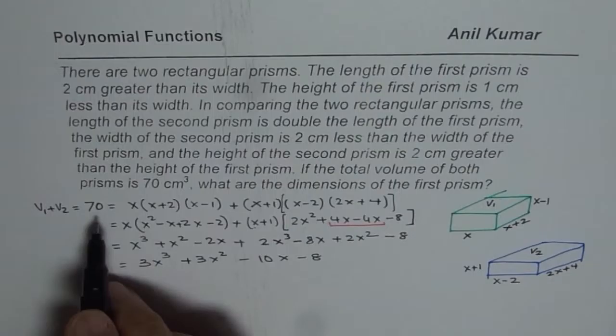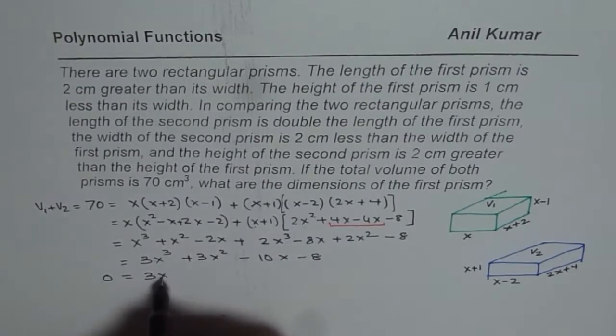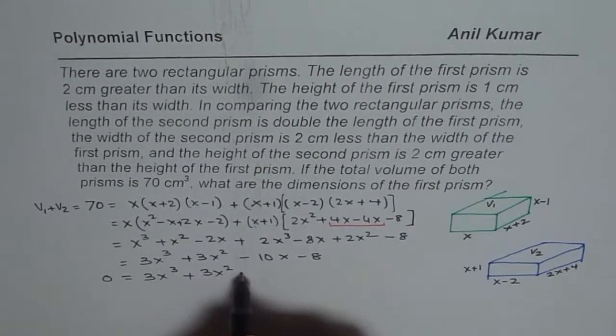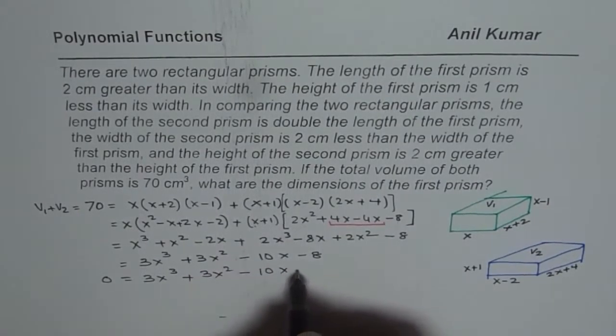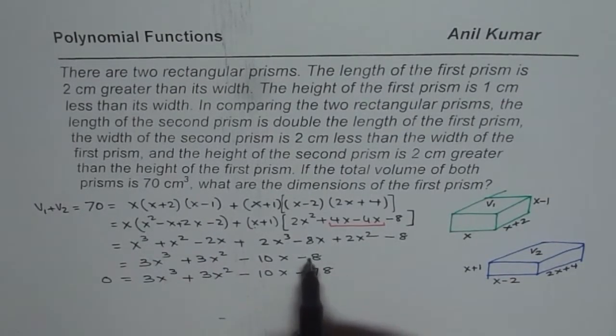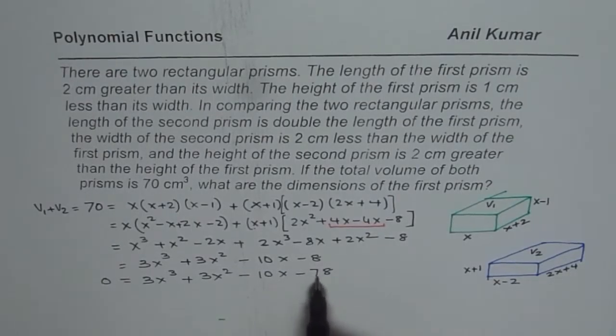Now what we can do is take 70 to this side and then write 0 equals 3x cubed plus 3x squared minus 10x minus 78, right? So 70 goes this side, minus 70 minus 8 is minus 78. Now you get a polynomial, correct? This polynomial, you need to apply the remainder theorem and figure out what will give you 0. So what are the factors of 78?